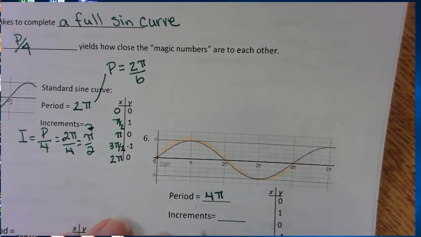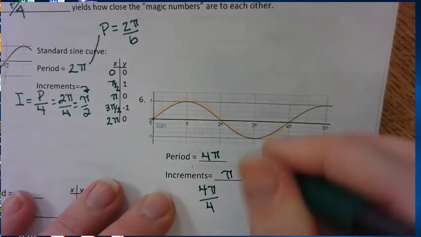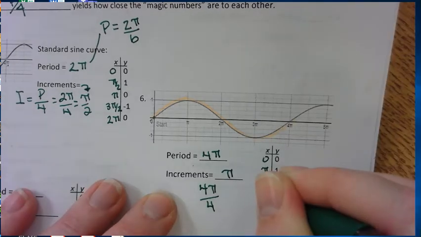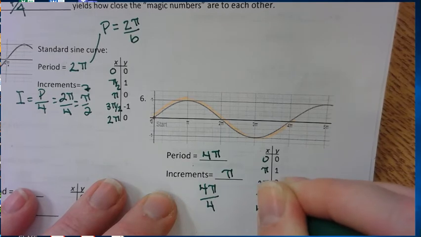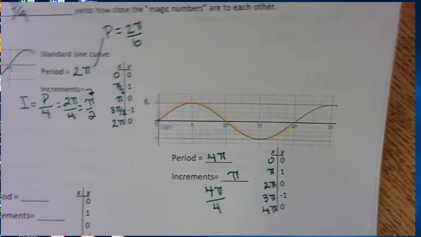So that means the increments are going to take 4 pi divided by 4. It leaves pi. Well, now we get to counting pi's, and that's kind of easy. So we got 0, pi, 2 pi, 3 pi, and 4 pi, and we're done. Okay? There's our period and increments.